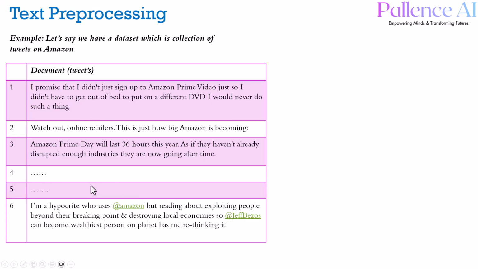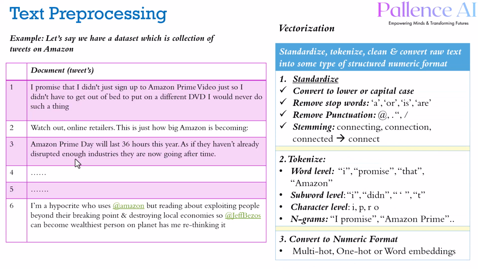So let's say this is your data set, right? And let's say you have a million tweets like this. So how do we pre-process this data? Again, irrespective of whether using a bag of words model or sequence models, text pre-processing typically deals with three main steps. It's called vectorization. You standardize, tokenize, basically clean and convert your raw text into some type of a structured numeric format.